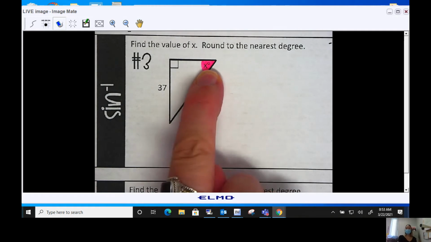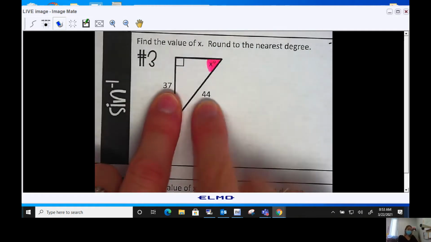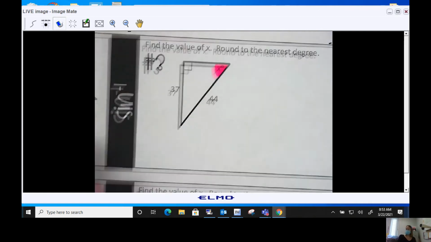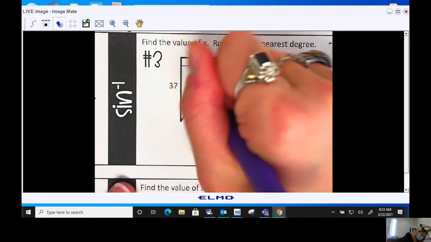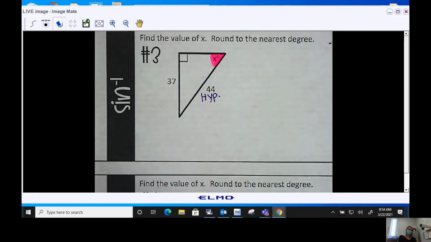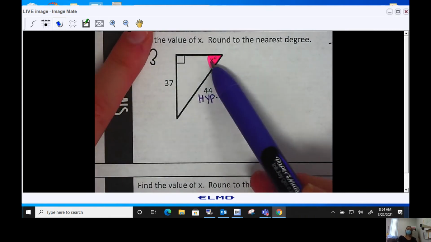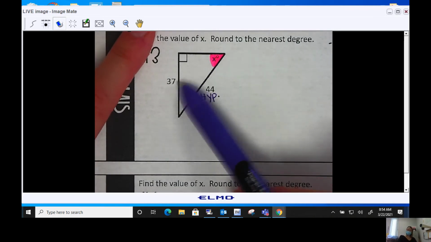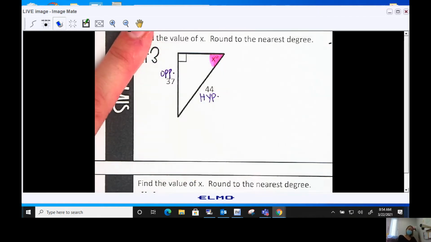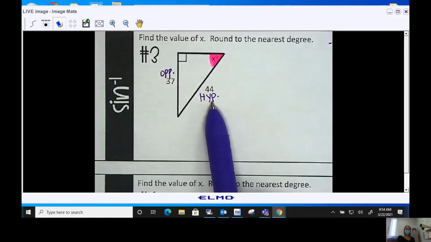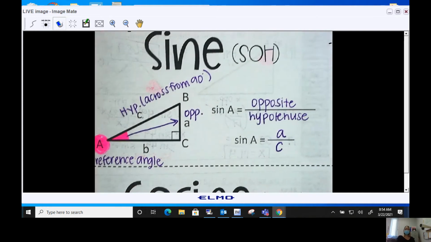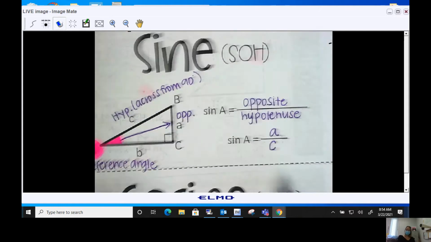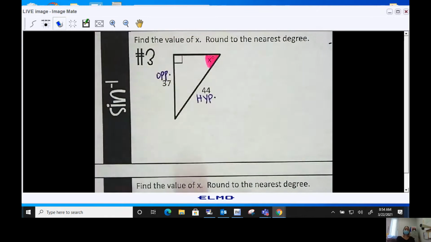We're going to label the sides as hypotenuse, opposite, or adjacent. So if you're looking at the X right here, which one of these numbers, or the blank one, is your hypotenuse? 44. So we're going to mark that in our picture. Hypotenuse. And then is this 37 opposite or adjacent to the x? Is it across from or next to? It's opposite. So I've got opposite and hypotenuse. If I go back to the front, which one uses opposite and hypotenuse? Sine. Yeah, so we're going to use the sine for this problem.